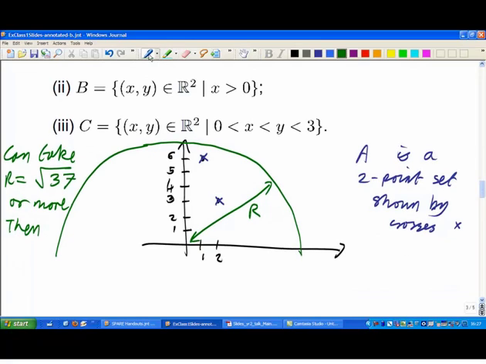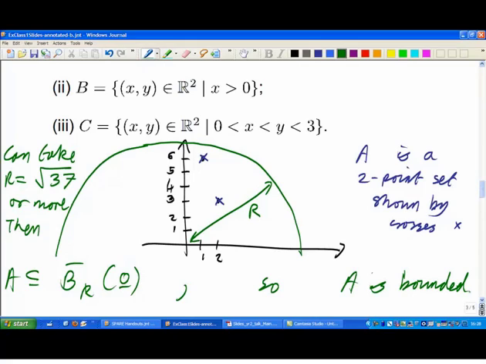and then if you do that, then A is contained in the closed ball centered on the origin radius r, so A is bounded. That's a really careful way of seeing that this set is bounded. You've actually figured out how big capital R has to be.